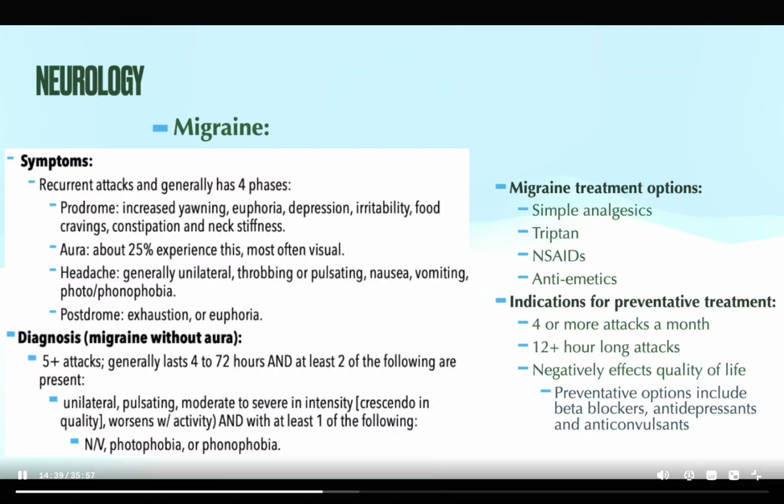Diagnosis of migraine is made if the patient has 5 or more attacks lasting 4 to 72 hours, and if at least 2 of the following are present: unilateral headache, pulsating pain, moderate to severe intensity, and a headache that worsens with activity. And then at least one of the following as well: either nausea and vomiting, photophobia, or phonophobia. Those are the classifications that we look for when we're going to diagnose a patient with a migraine.